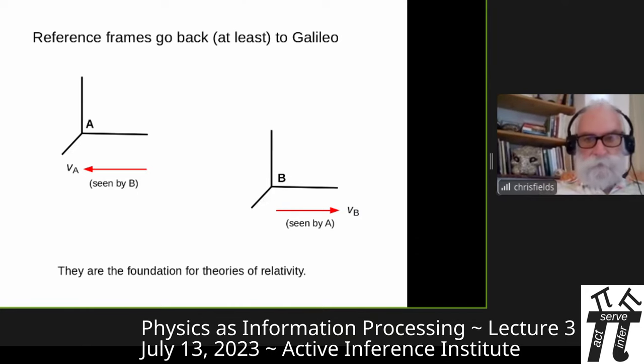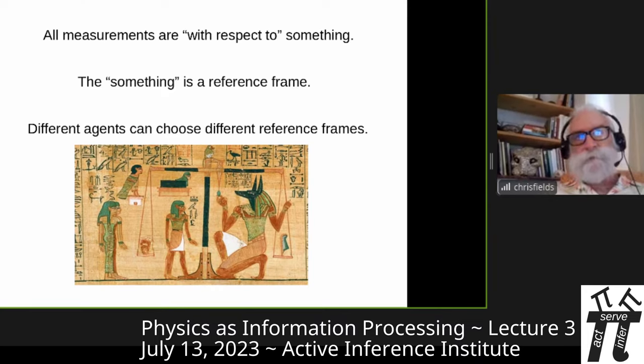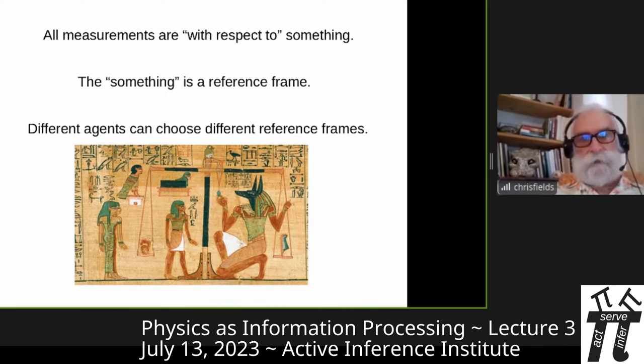So this idea in physics has a long history. Of course, the core idea is that measurements are always with respect to something or other. And the something or other is a reference frame. And different agents can choose different reference frames. And this idea is very old. Here we have a picture of Anubis choosing a feather as the reference frame with which to measure the heart of the pharaoh. So this goes back to well before the Common Era. This is about 2000 BCE. So this is a very old idea that's been elaborated over the centuries as science has developed.